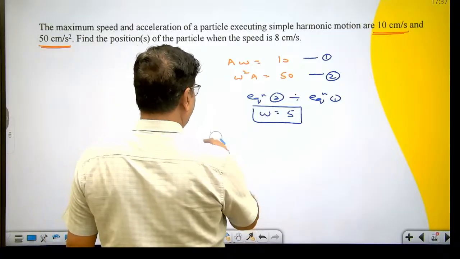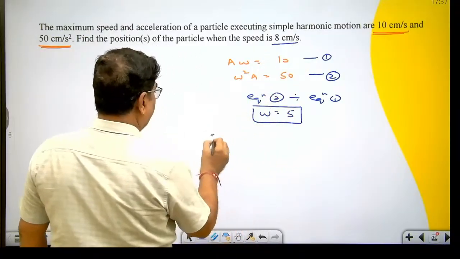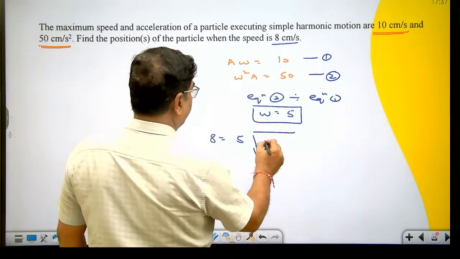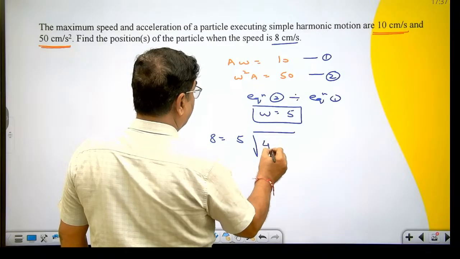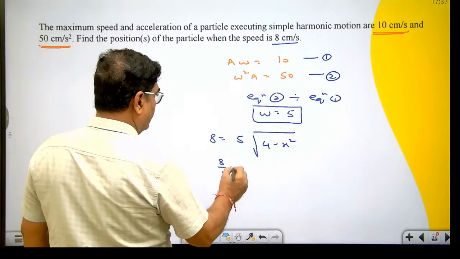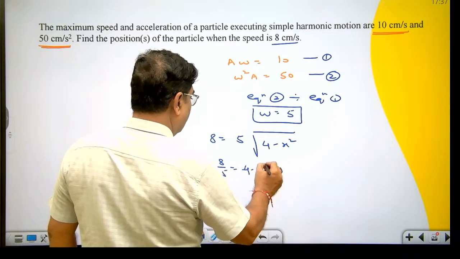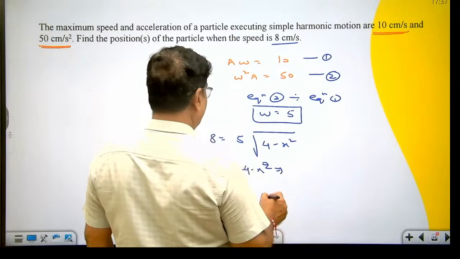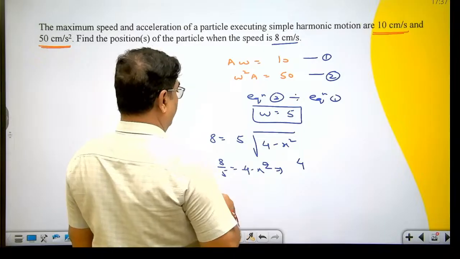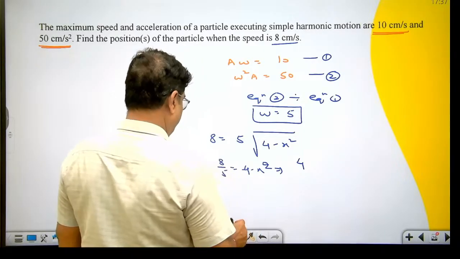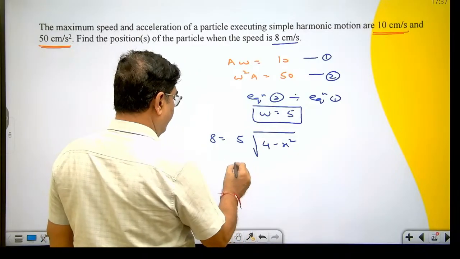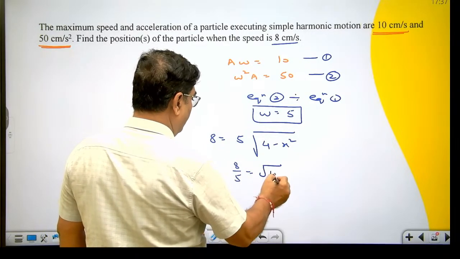The question says speed is given as 8 centimeter per second. So 8 equals omega root A square minus x square, where omega is 5 and A is 2. Very simple. Now 8 upon 5 equals root of 4 minus x square.